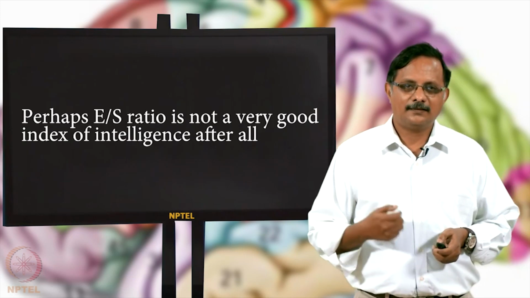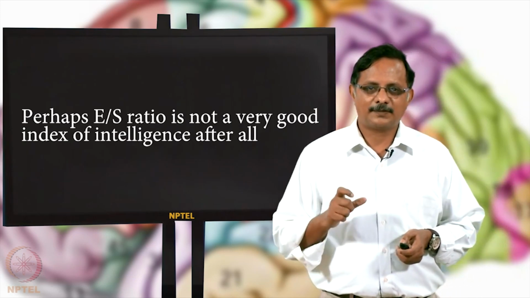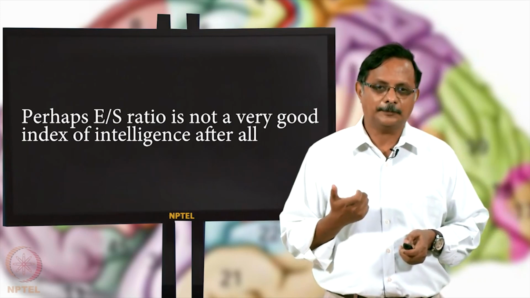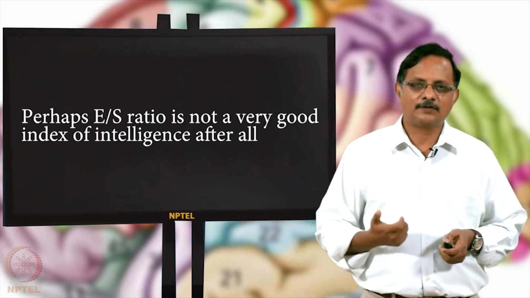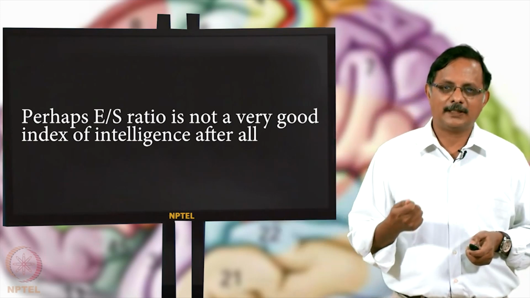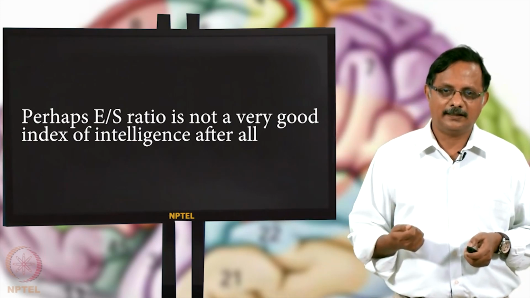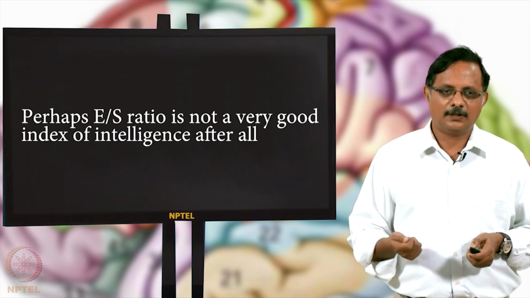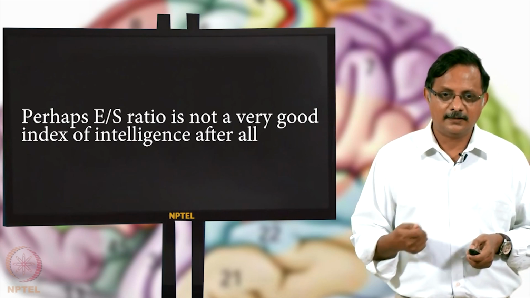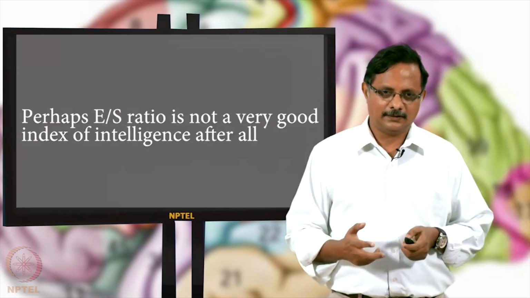Okay. So, then can we go further, can we make a small correction to make it more sensible? What people have thought is, maybe we should not assume that E and S are proportional, maybe there is a power law relating E and S. Okay. How did people arrive at that idea? The arguments go something like this.